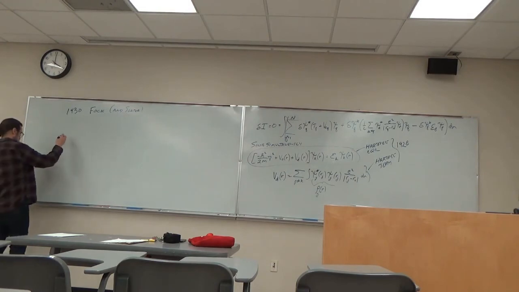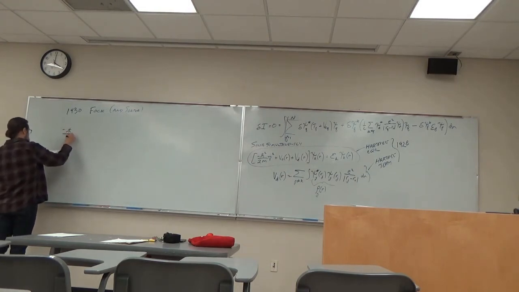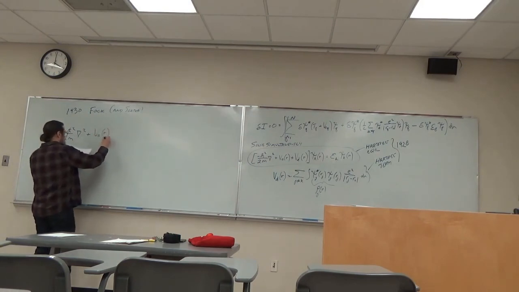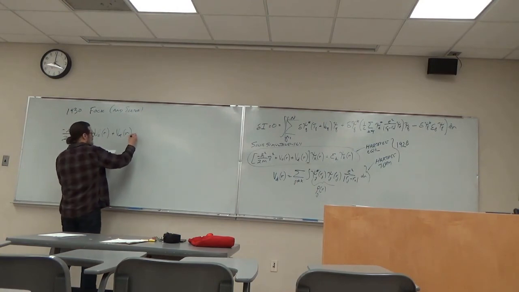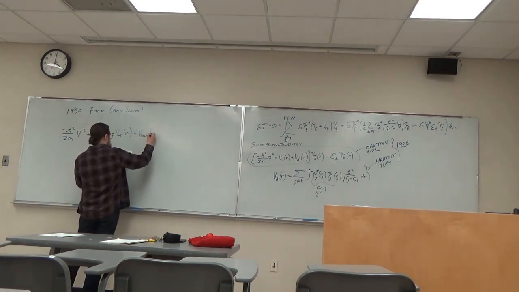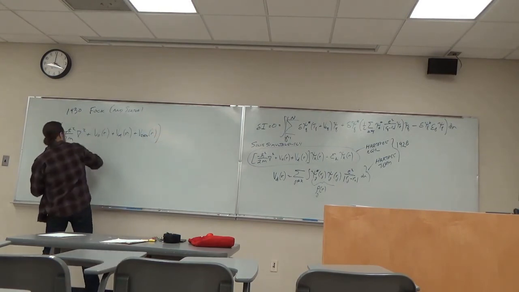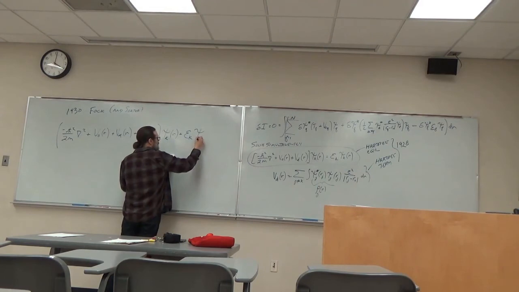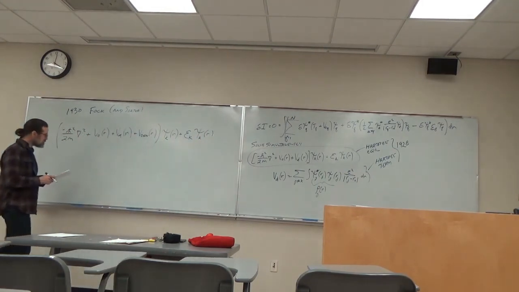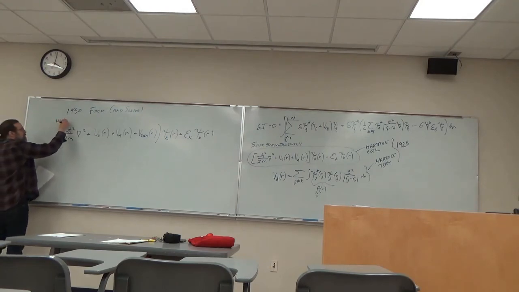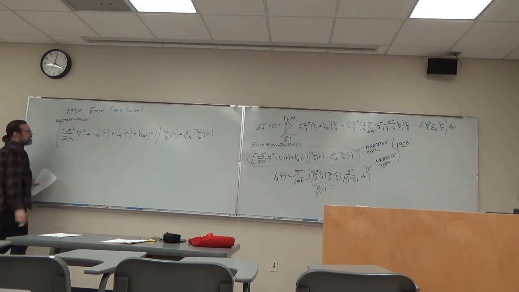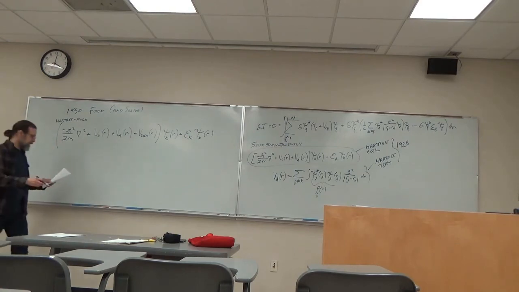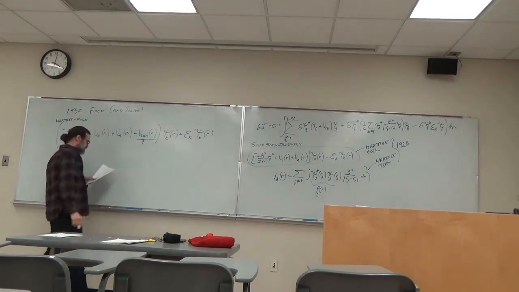And they wrote h bar squared over 2m del squared plus V naught r plus V D r plus V EXH r. And this is the Hartree-Fock equation. Pretty much exactly the same. Again, you're solving n of these simultaneously, one for each of the electrons in the system. And now that is an exchange potential.